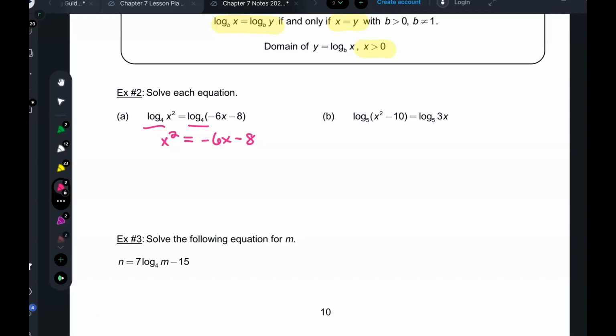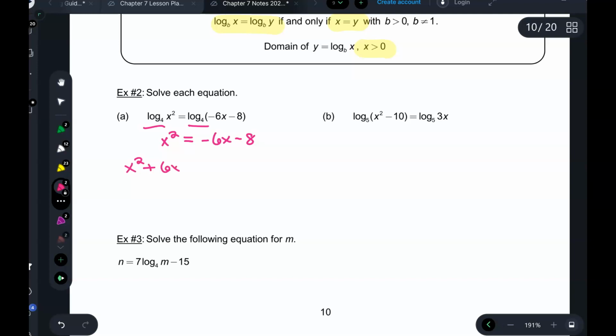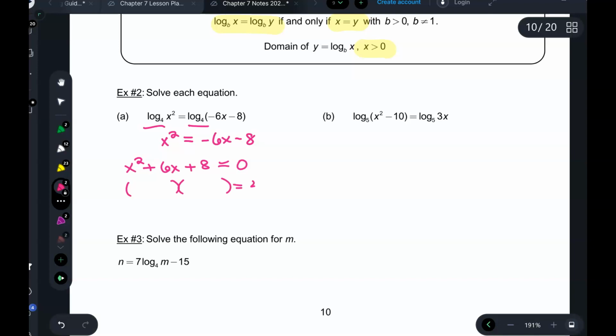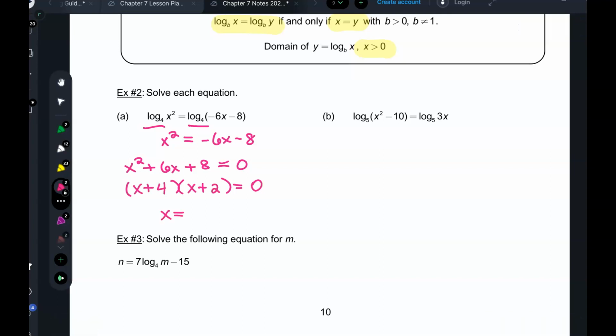Can we move everything to one side? Yes. So x squared plus 6x plus 8 equals 0. Does that factor? Yeah, it's going to be 4 and 2, x plus 4. Sorry, am I going too fast? A little fast? Oh, yeah. -4, -2.